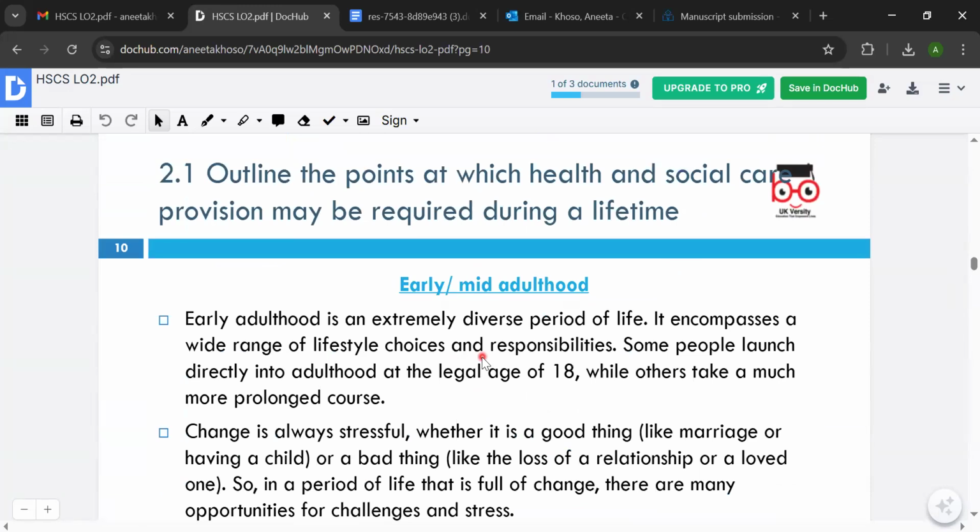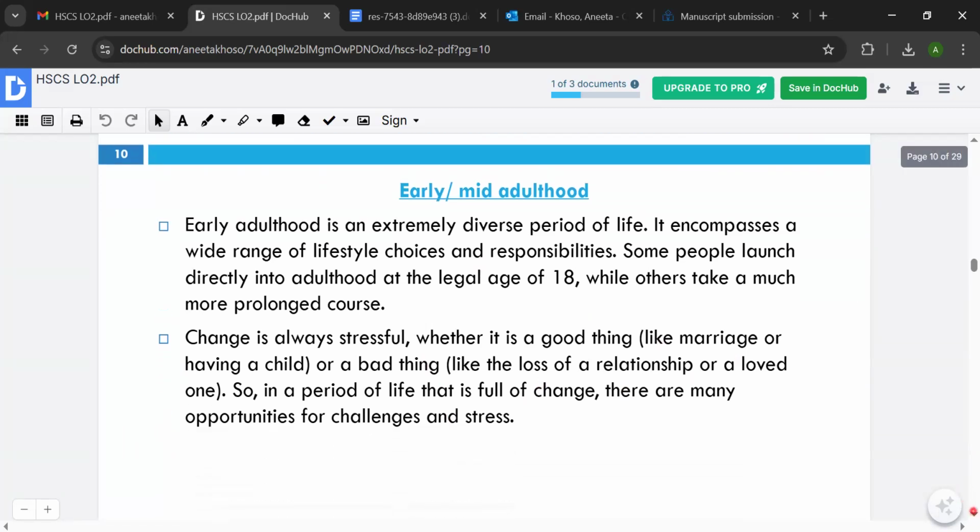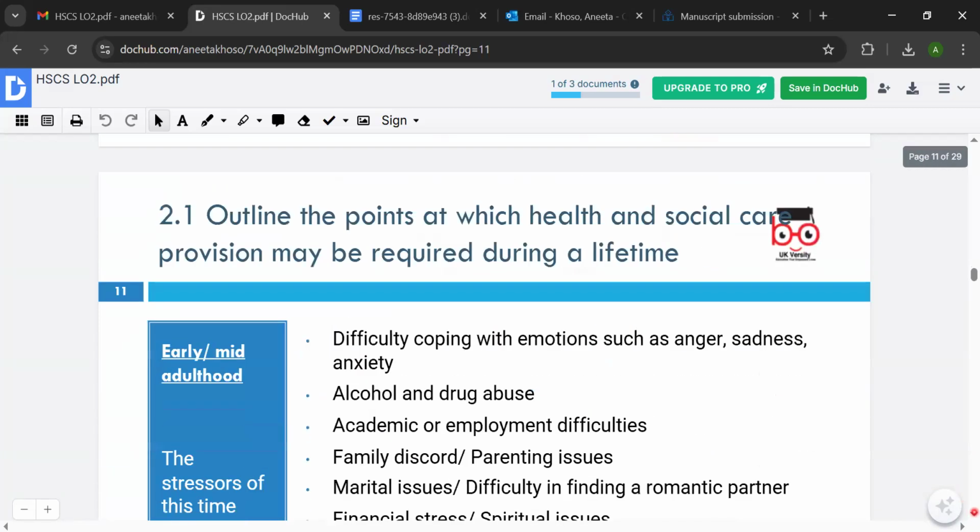So early or mid adulthood. We have different problems during those life changes as well. People have their jobs, people lose their jobs, they're looking for jobs, they're getting married. But there's always change happening. Sometimes it's good, sometimes it's not very good. A lot of women who have postpartum depression can understand that. You can have a loss of a relationship or a loved one because obviously you're growing older, so your older people are growing even older. So there's support during those times as well.